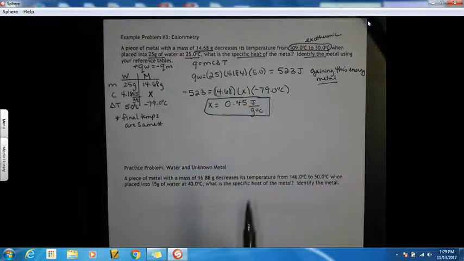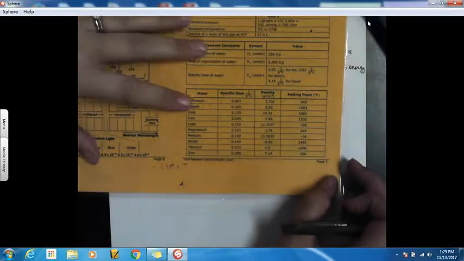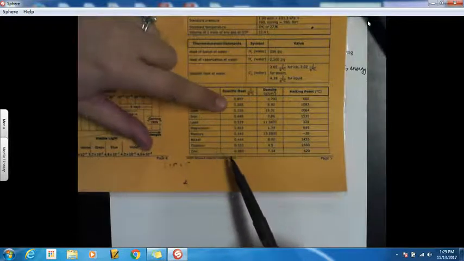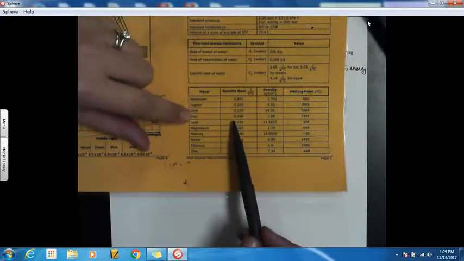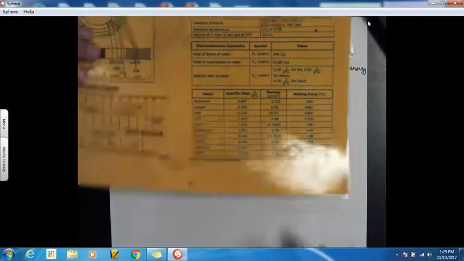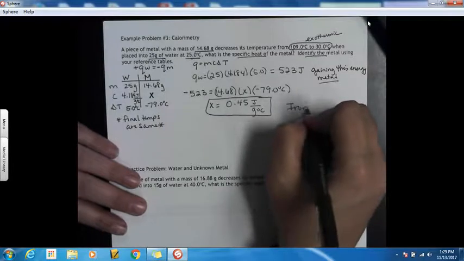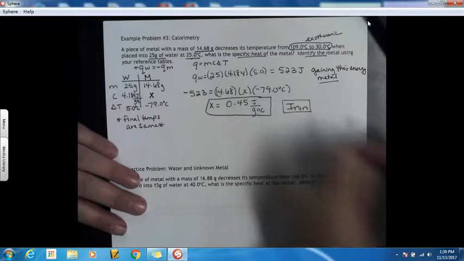Okay. And so then we want to look on our reference tables. If we take out our reference tables, it's kind of hard to see because the light is shiny. Turn that off. There. Alright, so we look at our reference tables and we can find the one that has specific heat of 0.45. So we see this column here that says specific heat, and we find the one that says 0.45. We have one here, 0.449. 0.449 is iron. That is close enough, right? So our substance is iron.